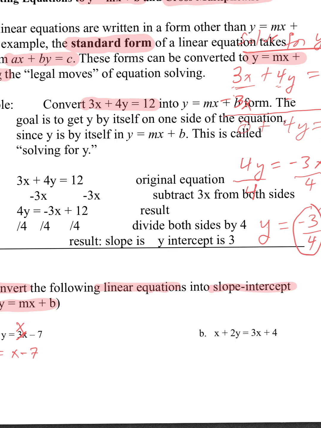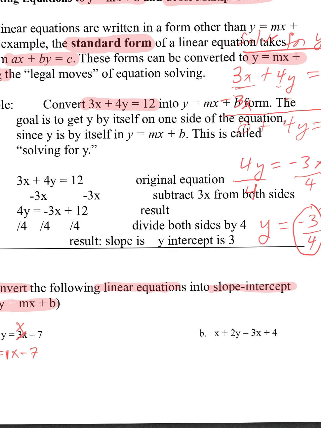So the question then is, what's your slope here? Well, there's a 1 in front you don't see, so that's your slope, and the y-intercept would be right here, your 7, negative 7 is your y-intercept. Okay, let's go to B.